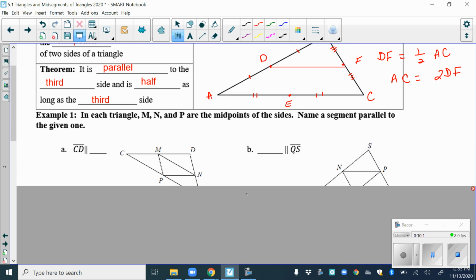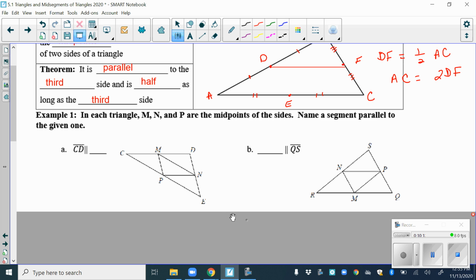All right, let's do some problems. In each triangle, M, N, and P are midpoints of the sides. Name a segment parallel to the given line. Okay, so if they are midpoints, then I know that MN, NP, and MP are all mid-segments. So CD is this side here. Which mid-segment is it parallel to? Well, it's going to be parallel to MN.